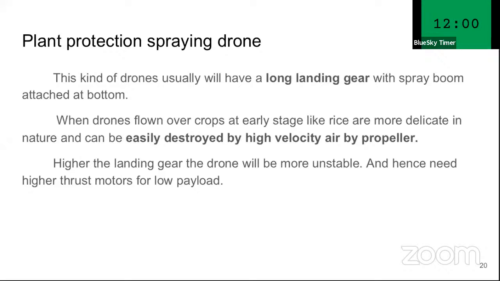When drones are flown over crops at an early stage like rice, the crops are more delicate in nature and can be easily destroyed by the high velocity of air pushed by the propeller.